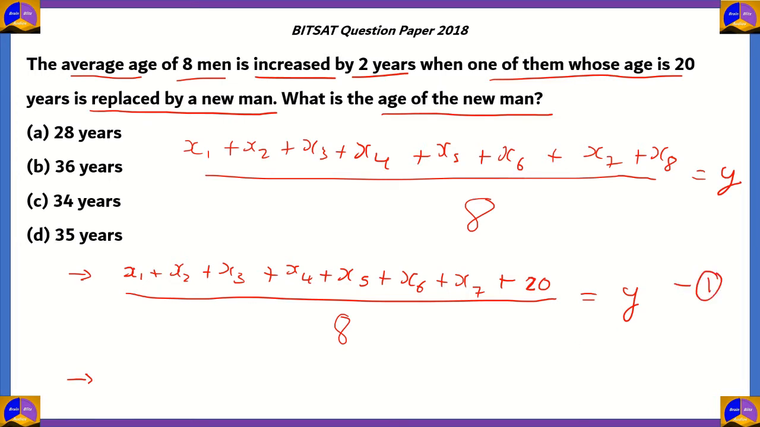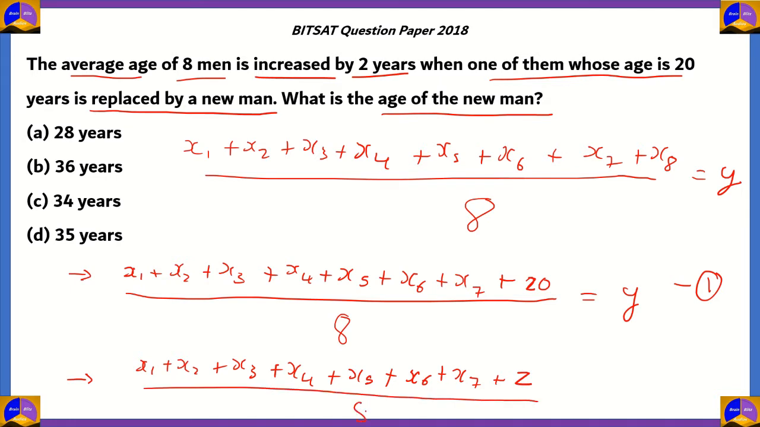When we're writing equation 2, the average age is increased by 2 years, and the new man replaces the one whose age was 20. So for that new man, let's consider another variable, say z. So x1 plus x2 plus x3 plus x4 plus x5 plus x6 plus x7, and instead of 20, you write z.